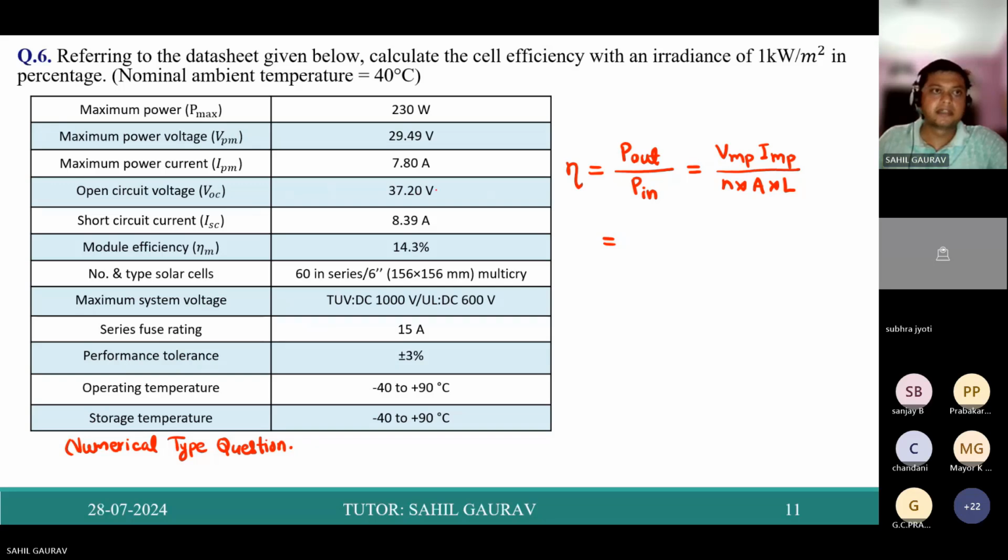Maximum power voltage is given as 29.49 volt, and this IMP is given as 7.80 ampere, upon this number and type of cell. Here you can see this n is given as 60.